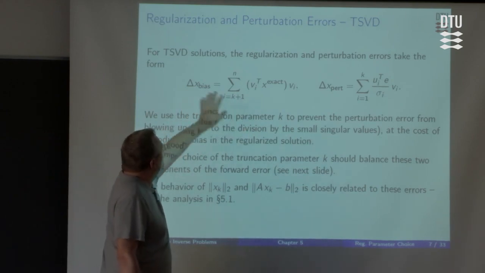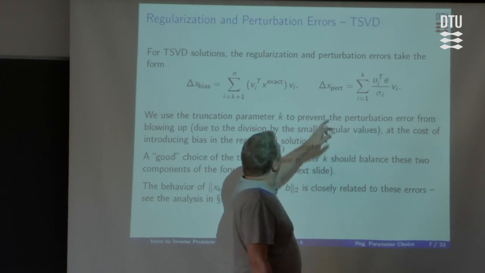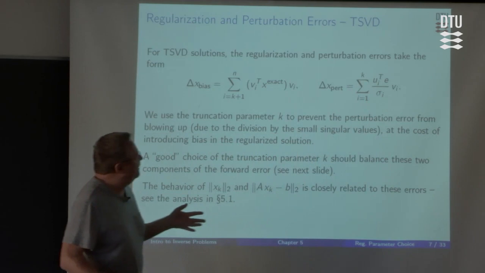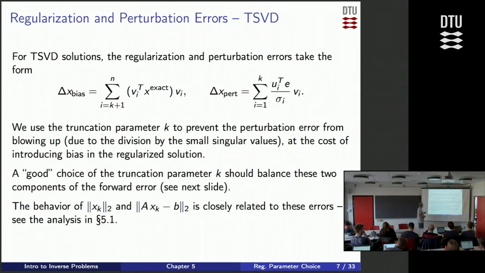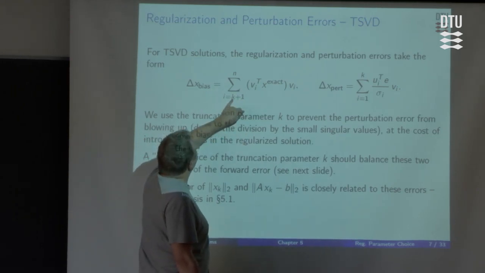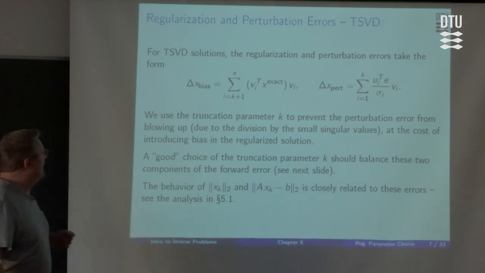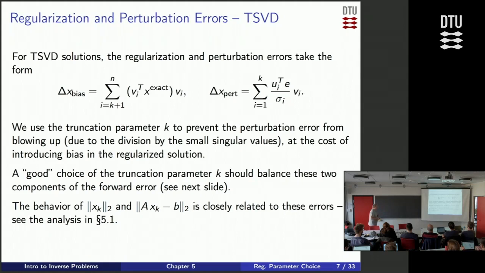So if we change k, of course we change these two errors. If we increase k, we include more noise components, which we can see from here because this is a sum from 1 to k. So the perturbation error grows with k. On the other hand, the bias term, the regularization error, decreases with k, because this sum goes from k plus 1 to n. If we increase k, we sum over fewer terms, and this one gets smaller. So as one goes down, the other goes up. And there's got to be a k somewhere where these two are approximately of the same size, and then we probably cannot do much better than that. So that's what we see here.